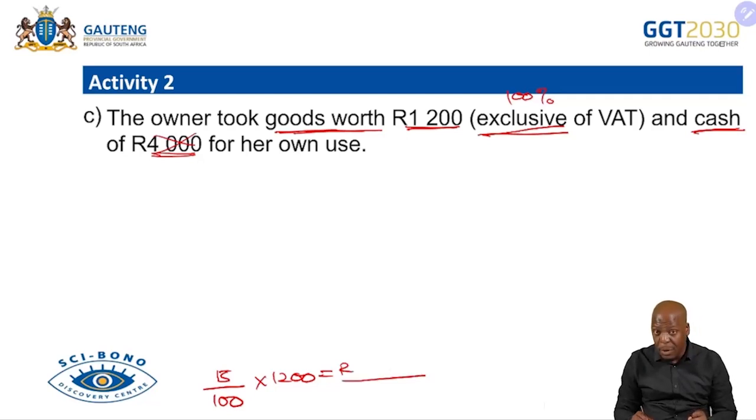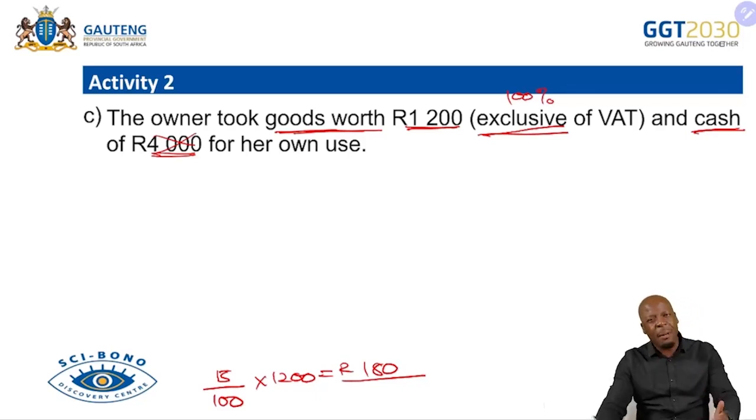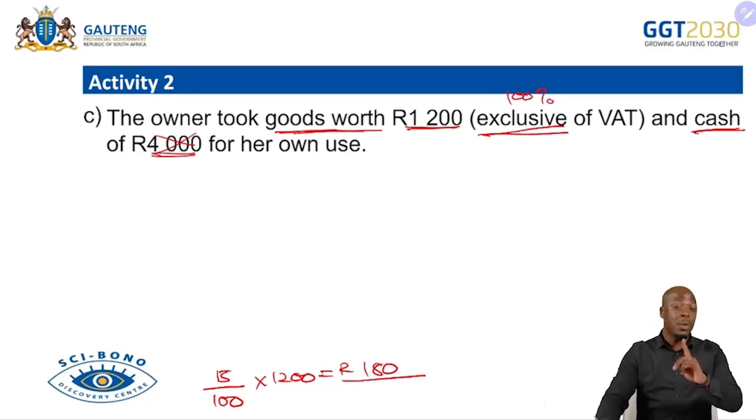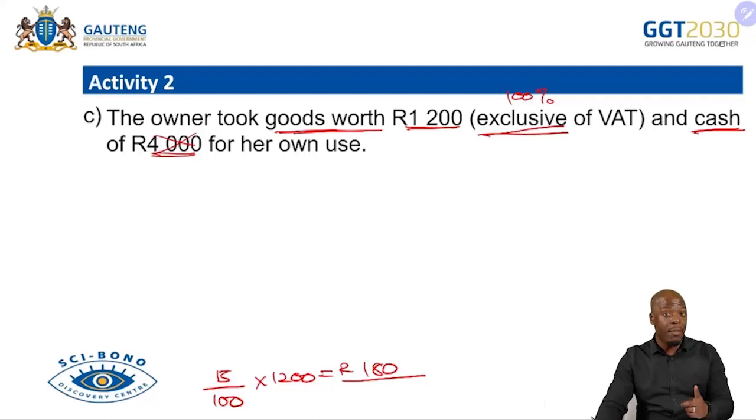That therefore is going to give me an amount. Please give in the amount. How much do we get? Thank you. Someone is saying 180. Then we get an amount which is 180. That becomes my VAT. And once I've established that it is 180, the next question is, is it input VAT or output VAT?